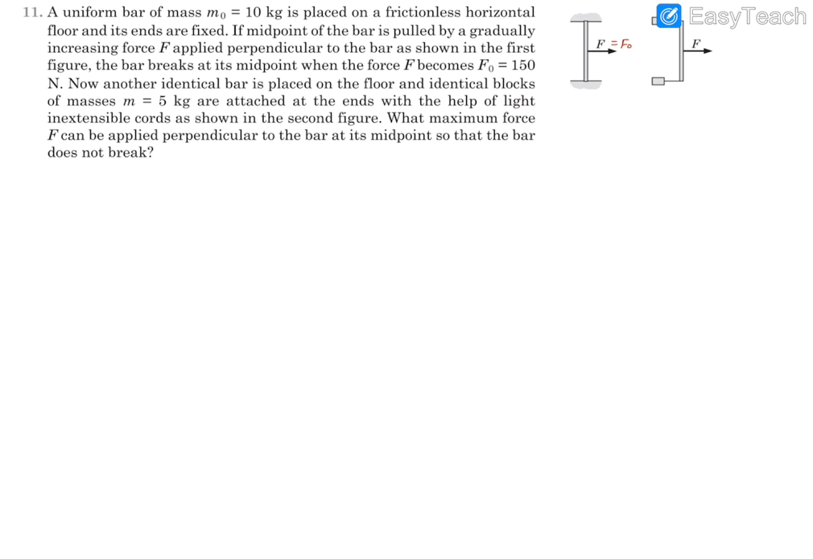And then you take the same bar and connect it with two identical masses. These masses are of m value. The bar is of m naught mass, and you apply a force again on the center and increase this force. And these two masses have been connected by a string. We need to find what the maximum force this can be so that this bar doesn't break. And this picture has been placed on a frictionless horizontal surface.